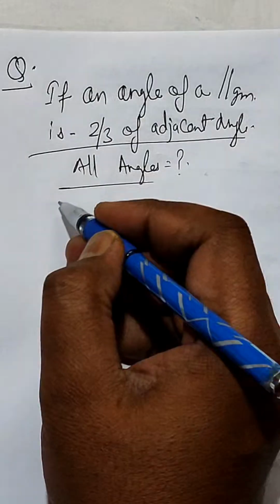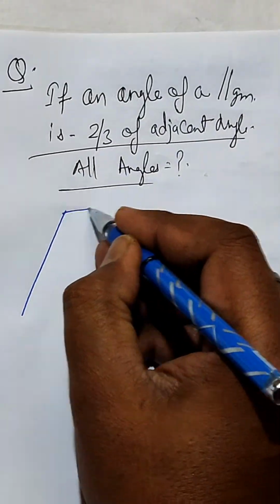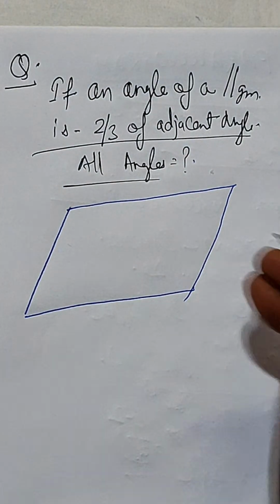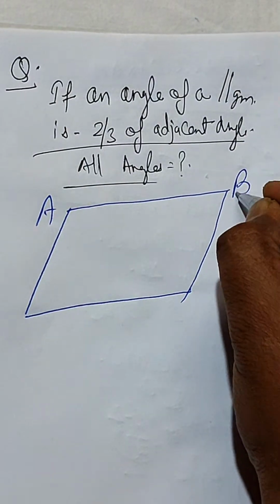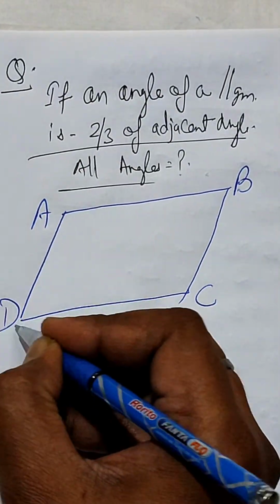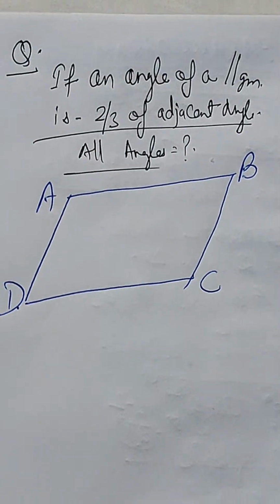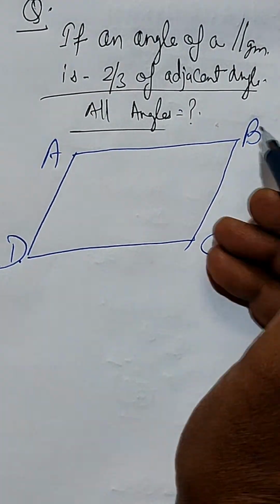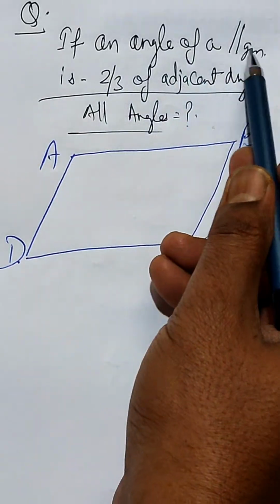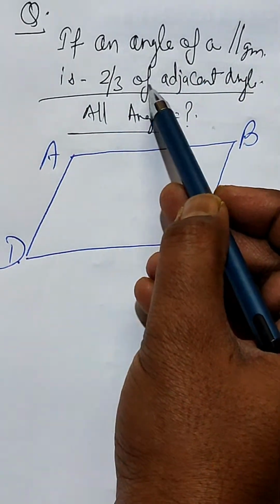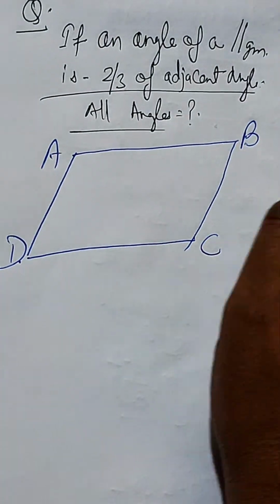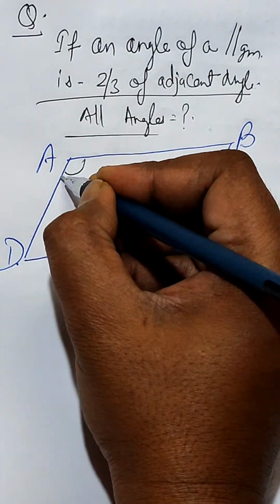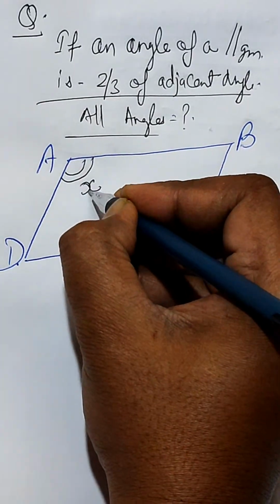So if this is the parallelogram, let us see, if this is the parallelogram, right? And let's say it's A, B, C and D, right? So here what's given? It's given that if an angle of a parallelogram is two-third of adjacent angle. Okay, so let us do one thing. Let us assume this angle as x, right?